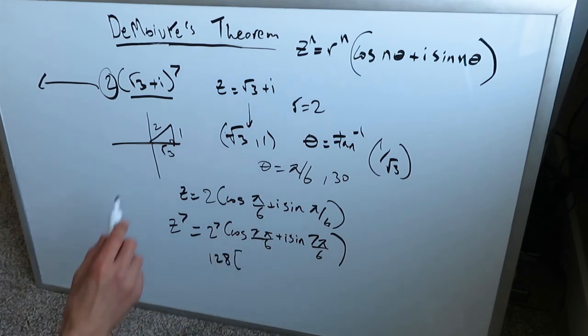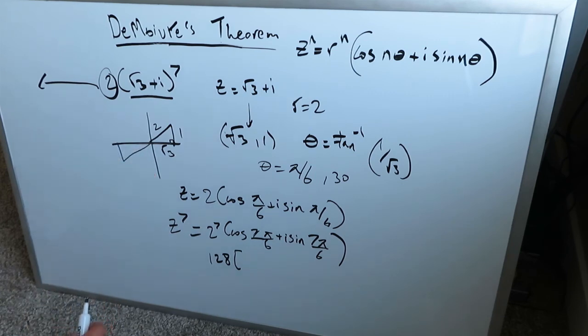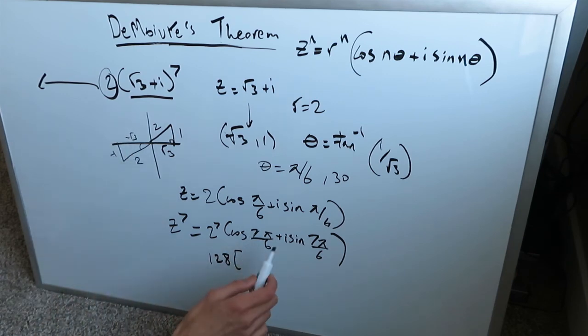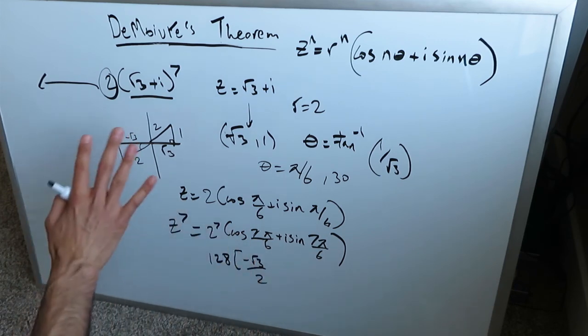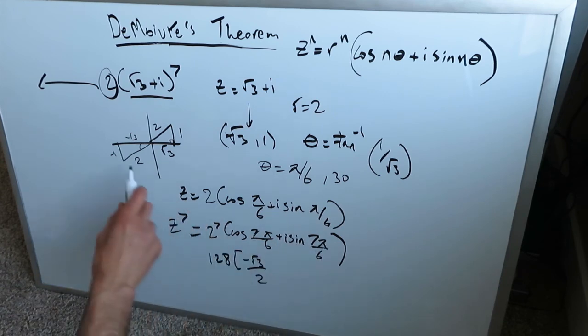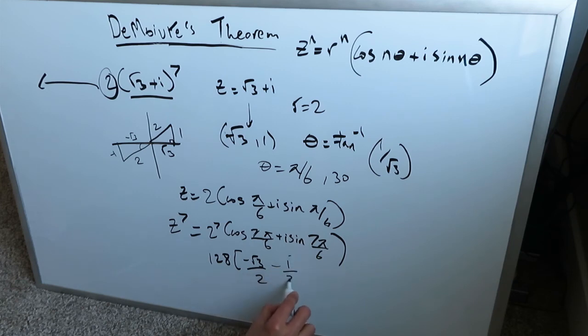Cosine 7 pi over 6, we're looking at a 210 degree angle. Cosine 7 pi over 6 would be right here, with a reference angle of 30 degrees. You'd have a root 3 this way, a minus 1 here, and a 2. So cosine 7 pi over 6 would be minus root 3 over 2. If you don't accept this method, use a calculator and do decimal values, and you get the same answer. Sine of 210 would be minus 1 over 2, so plus i times minus 1 over 2 is minus i over 2.